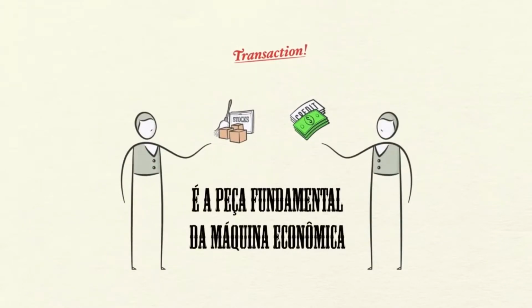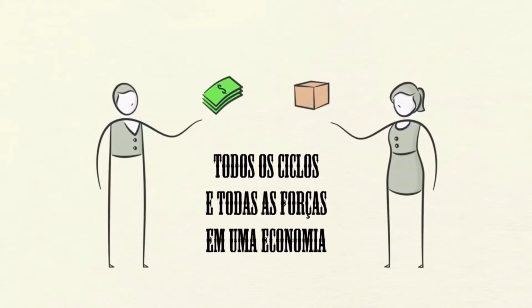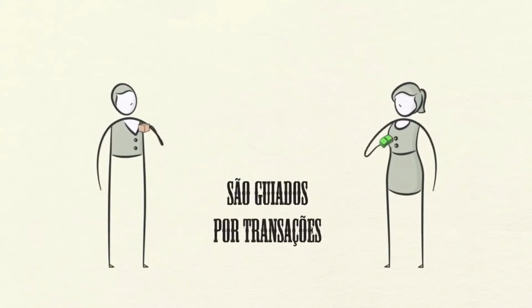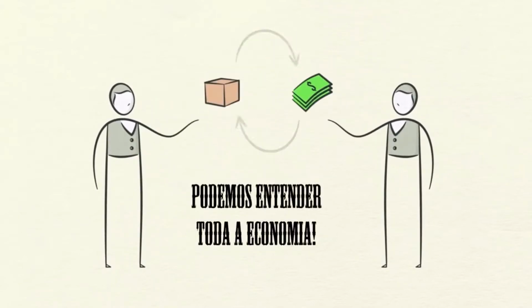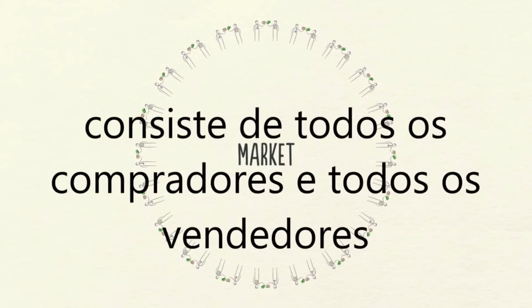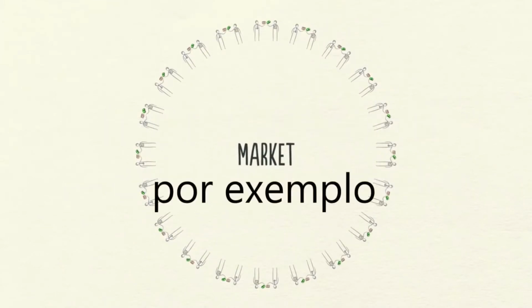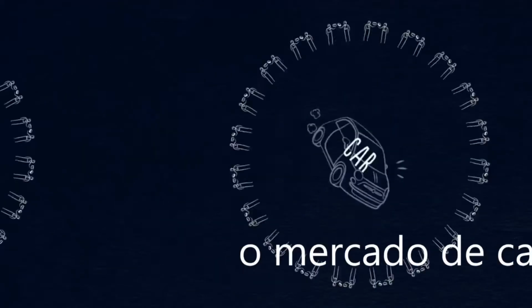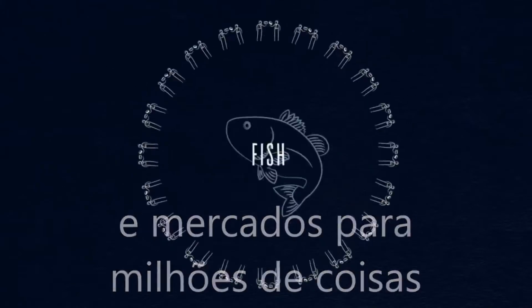It's the building block of the economic machine. All cycles and all forces in an economy are driven by transactions. So, if we can understand transactions, we can understand the whole economy. A market consists of all the buyers and all the sellers making transactions for the same thing. For example, there is a wheat market, a car market, a stock market, and markets for millions of things.